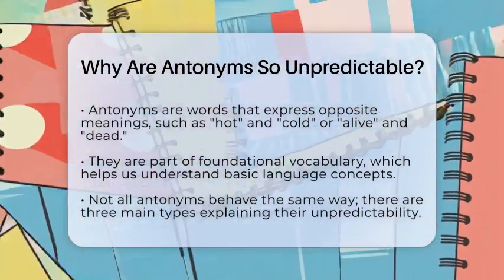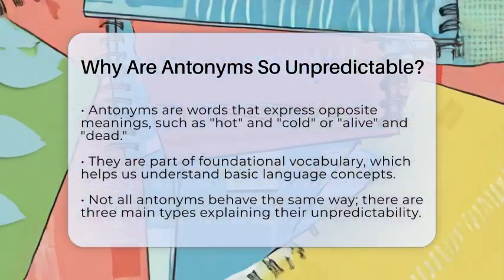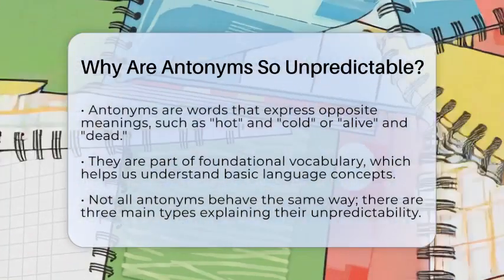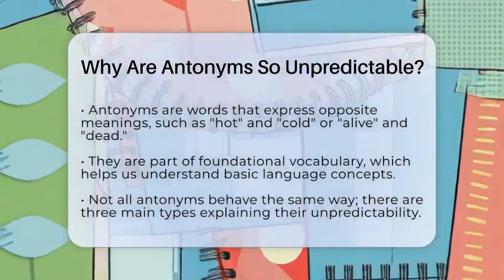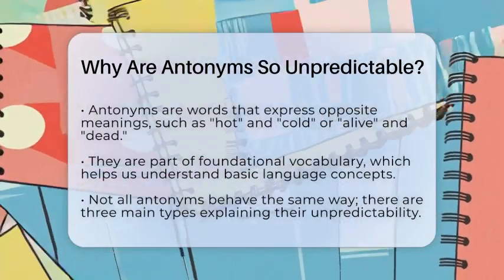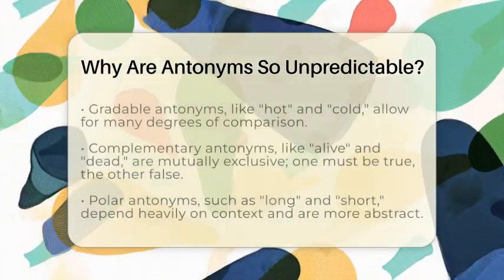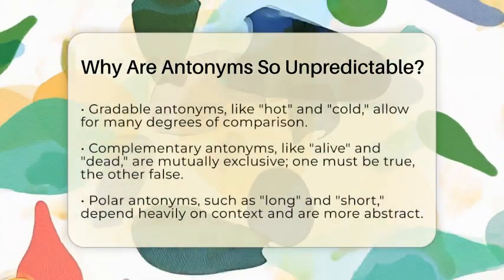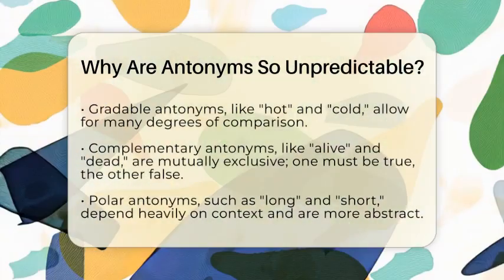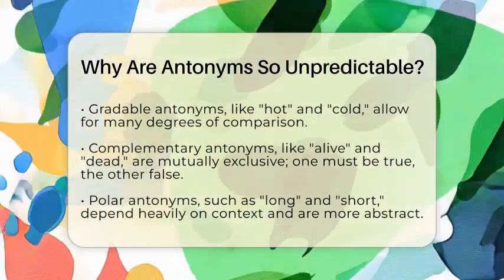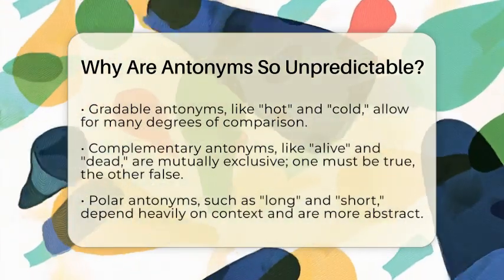But why do antonyms sometimes surprise us? Antonyms are words that show opposite meanings, like hot and cold or alive and dead. But not all antonyms behave the same way. There are three main types that explain why they can be unpredictable. The first is gradable antonyms. These are words like hot and cold because something can be very hot, a little hot, or not hot at all. Because of this, the opposite isn't always clear-cut.